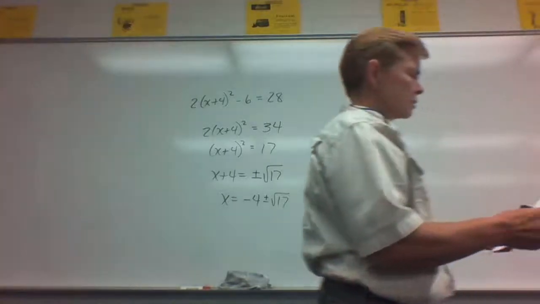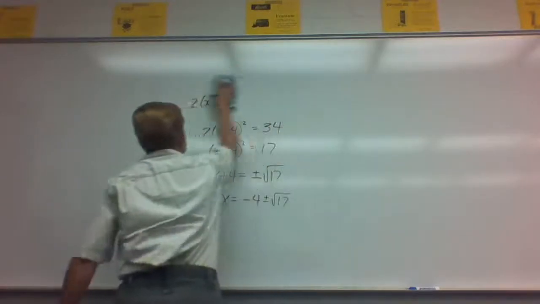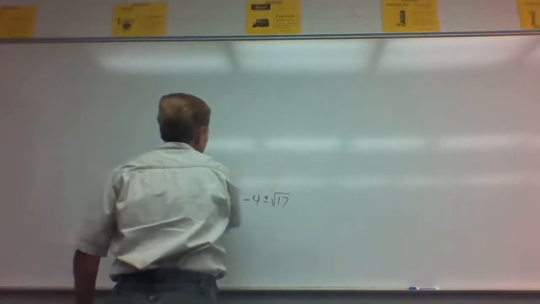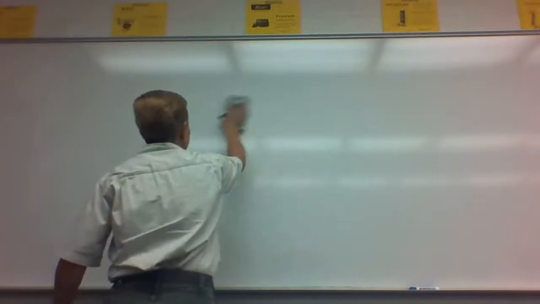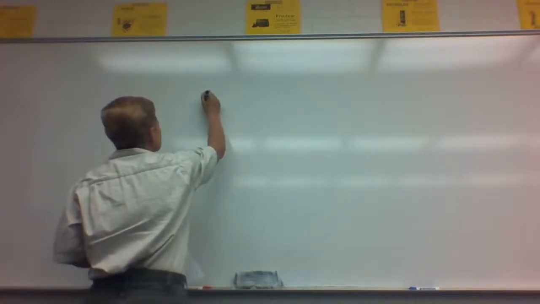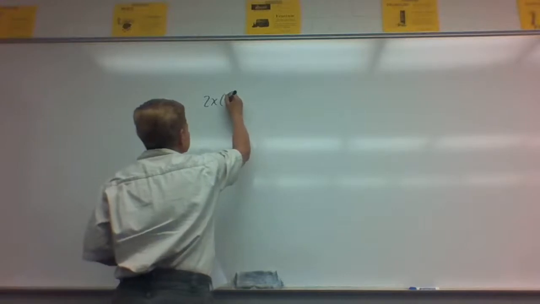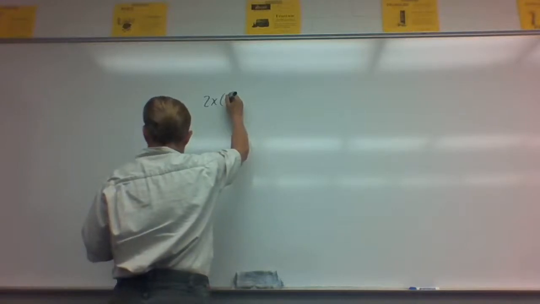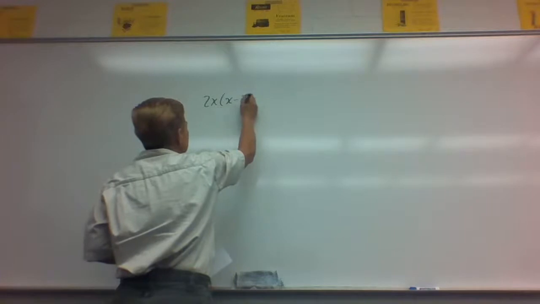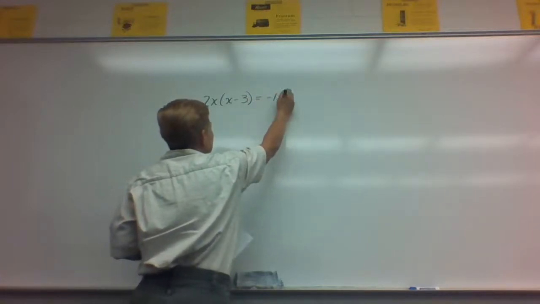Trying to decide if there's any other kinds. Yes, there's one other type. So all of these have to be handled with pencil and paper on your test. You should show me your work. Something like this: 2x times (x minus 3) equals negative 10.